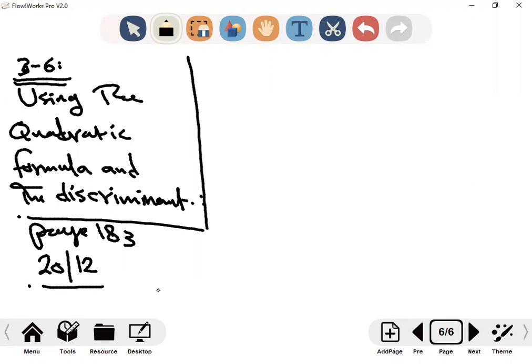Now we took many ways to solve the quadratic equations: by GCF, remember? By factoring, by completing the square, right? And this is the fourth way, which is using the quadratic formula and the discriminant. This formula can solve any type of quadratic equation. That's why we call it the quadratic formula. And the discriminant. So we'll start with the discriminant, then we will use the quadratic formula.